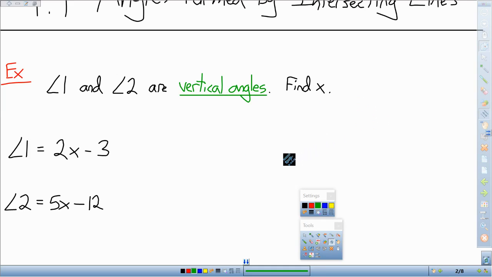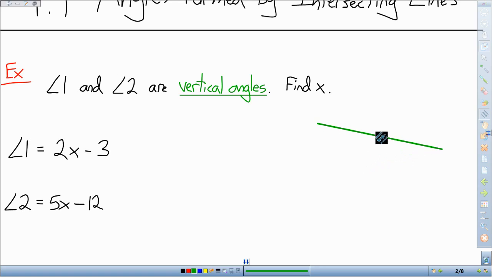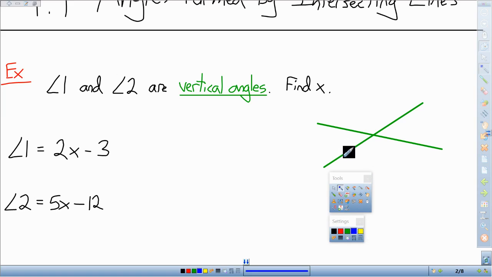Let's, off to the side, draw a little example of what vertical angles look like. If you guys remember, vertical angles are angles that are created when two straight lines intersect one another, and they are the angles that mirror one another. So, for example, this angle here and this angle would be considered vertical angles.